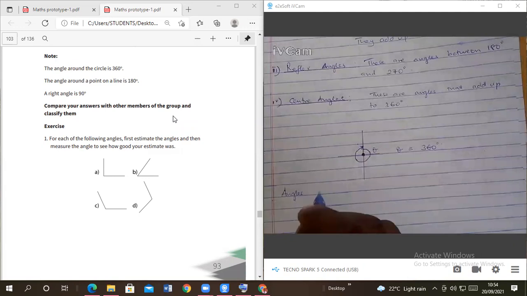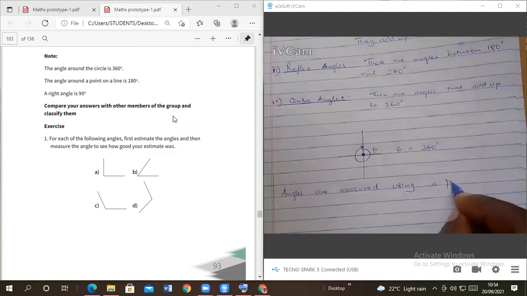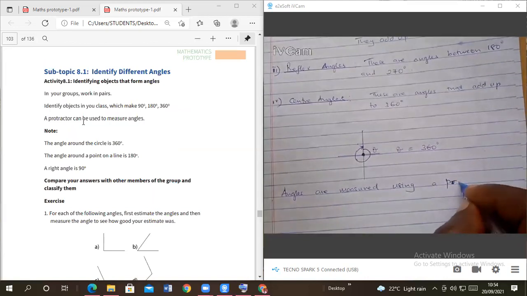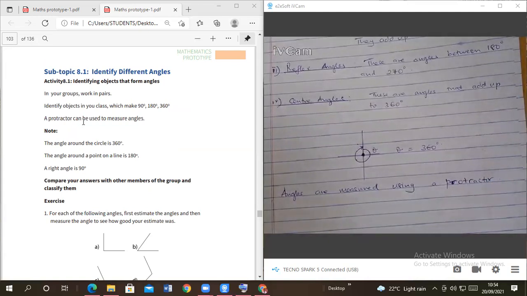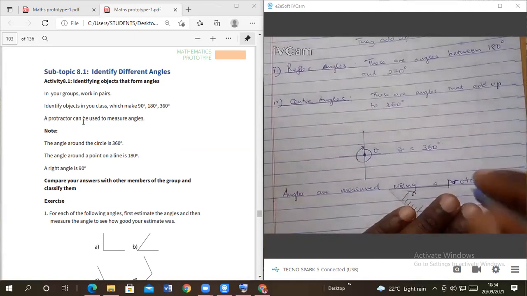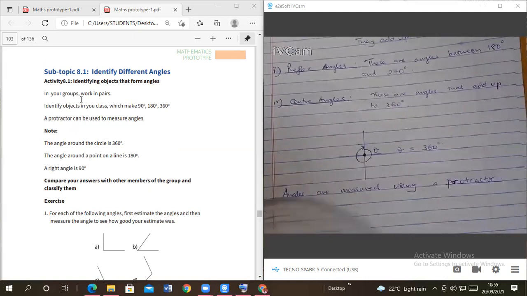Angles are measured using a protractor. Okay, a protractor here. It's called a protractor. A protractor. And I know you have a protractor. This is what we call a protractor.